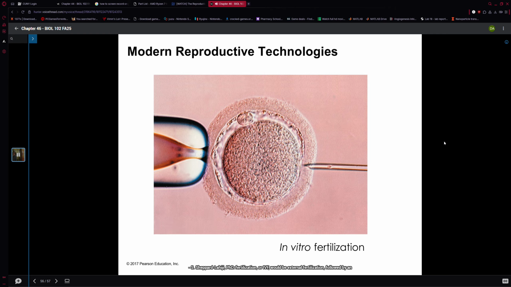Now, in vitro fertilization, or IVF, would be external fertilization followed by an embryo transfer. So the eggs and sperm are going to be within the culture dish, and then the embryo gets returned to the uterus at around the 8-cell stage. And then from there, the uterus will take over.